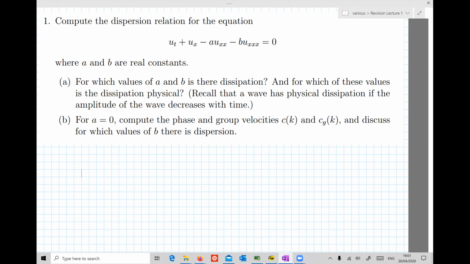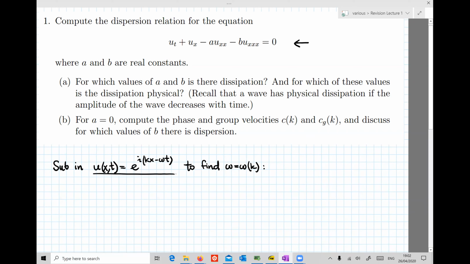The first one that we'll deal with is this question here, which is about dispersion relations and dispersion and dissipation. And we have this equation here. Let's start by computing the dispersion relation for that equation. As usual, we substitute in u of x and t equal to a plane wave e to the i(kx minus omega t) into the equation to find omega as a function of k.